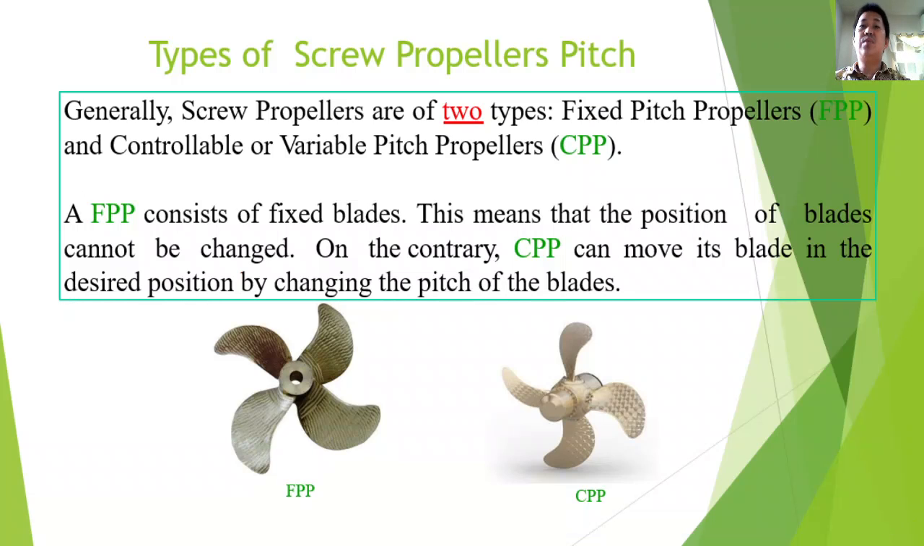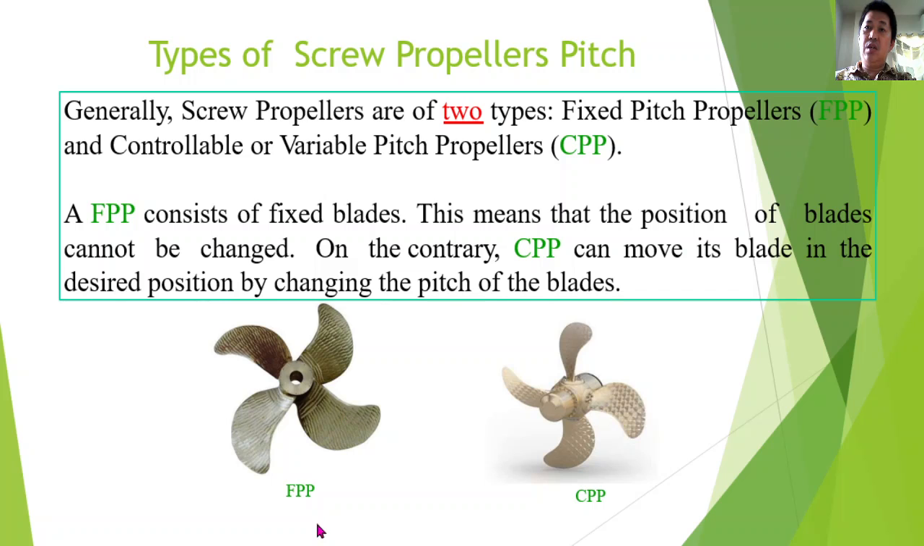So we have here types of screw propeller pitch. Generally screw propellers are of two types: fixed pitch propeller, FPP, or uncontrollable, and controllable pitch propeller, CPP. So FPP consists of fixed blades, which means that the position of the blades cannot be changed. On the contrary, CPP can move its blades to the desired position by changing the pitch of the blades.